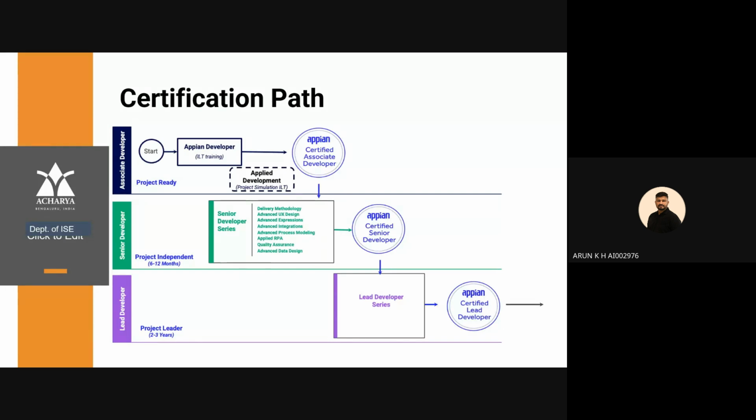So to clear the associate developer exam, you have to learn Appian by yourself, or there are a lot of qualified trainers who can train you, and you can appear for the examinations. That's Appian certified. Post that, you need to put in at least 2-3 years to become eligible for the senior developer certification.